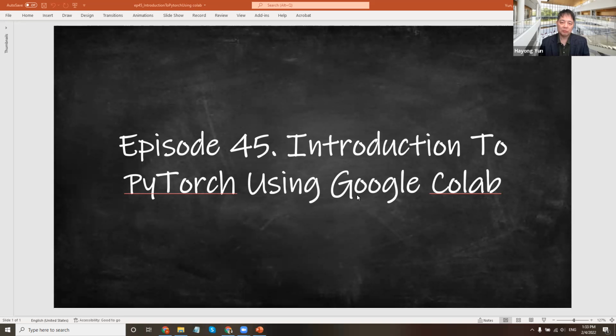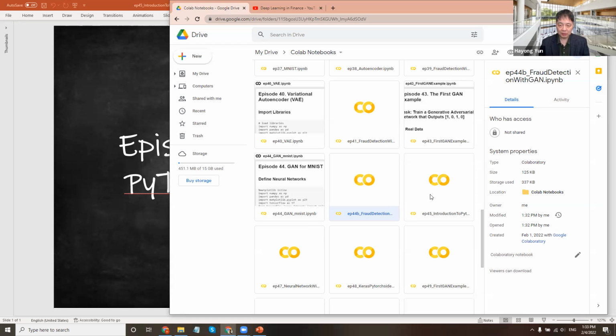Hello, in this episode, we'll introduce PyTorch in Google Colab. So here's a code that I prepared.